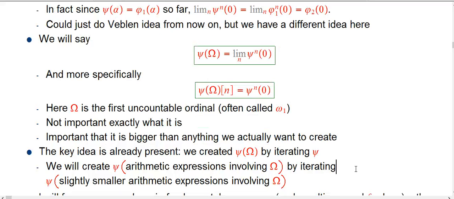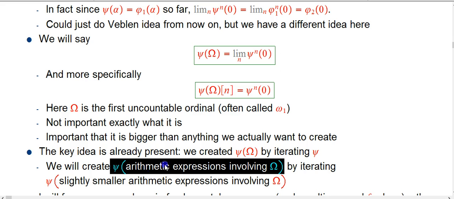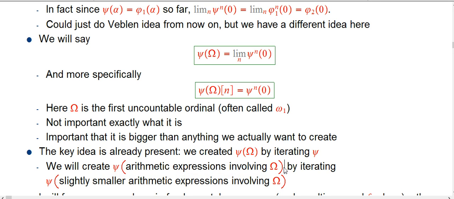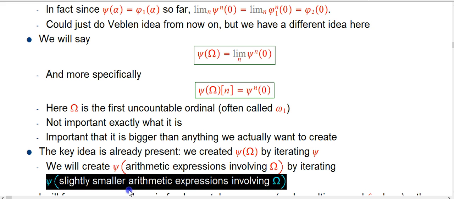Okay, and here's the key idea. We're going to extend this idea. We created psi of omega by iterating psi, just plain psi. And here's what we're going to do. We're going to create psi of some arithmetic expression involving omega, like omega squared plus omega plus 2, or omega to the omega plus omega squared, by iterating psi of slightly smaller arithmetic expressions involving omega.